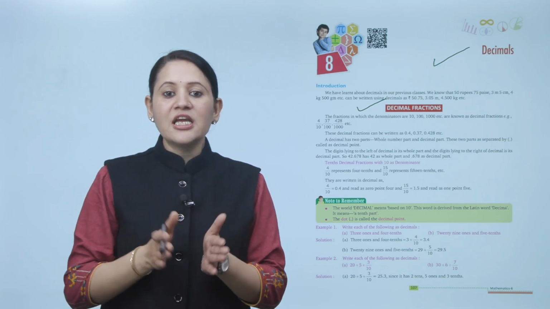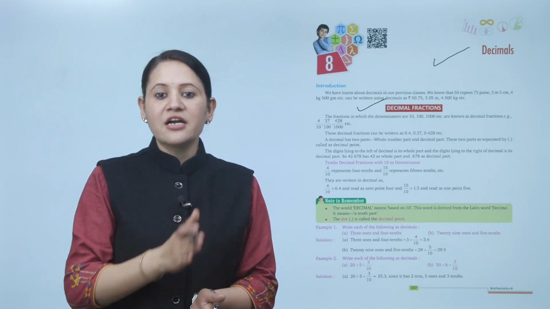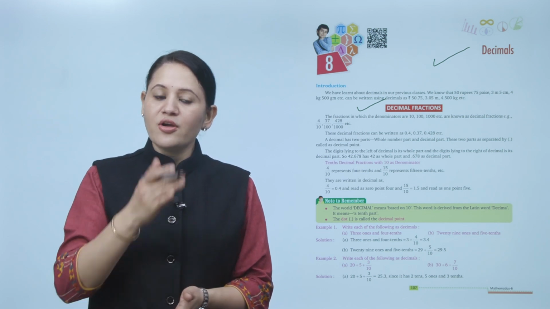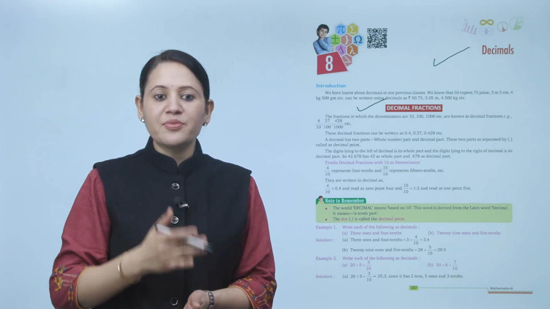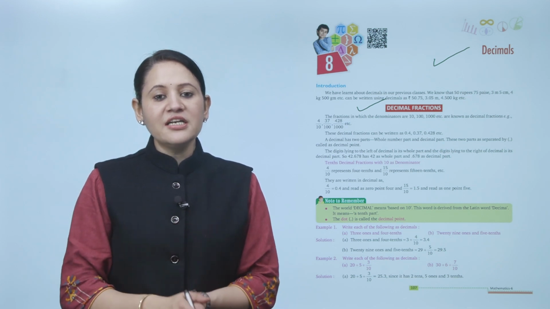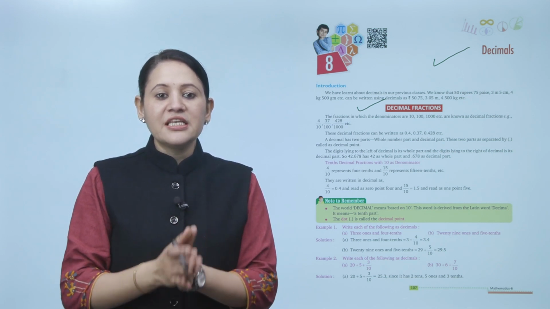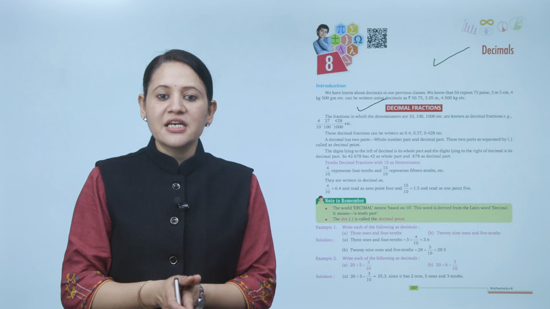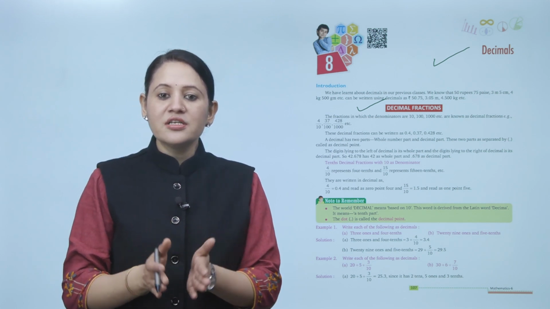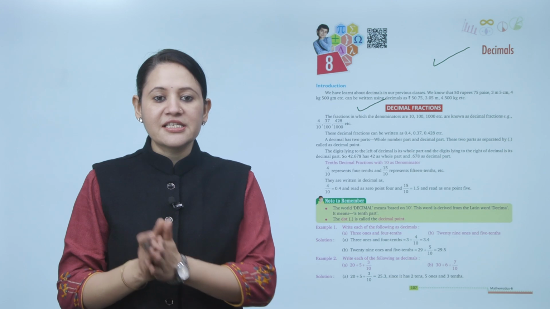A fraction in which the denominators are 10, 100, 1000, etc. is known as a decimal fraction. For example, 4 upon 10, 37 upon 100, 428 upon 1000. All these are decimal fractions. These decimal fractions can be written as 0.4, 0.37 or 0.428, etc.